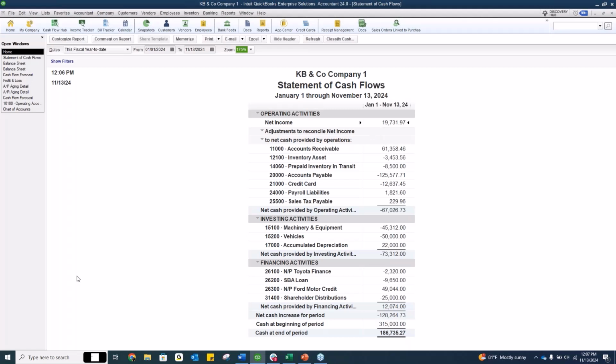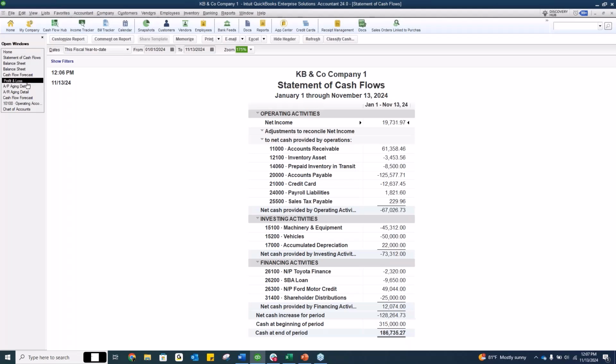The first section of our cash flow statement is operating activities. Operating activities show cash flow that's generated from our normal business activities, selling goods and services, or running our business. The first line here is net income, and net income comes directly from our profit and loss.